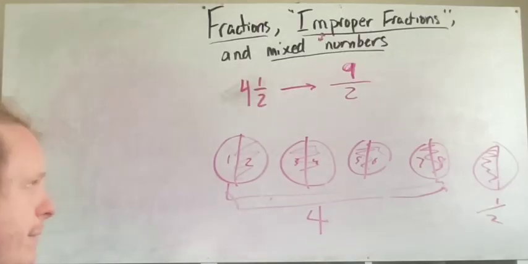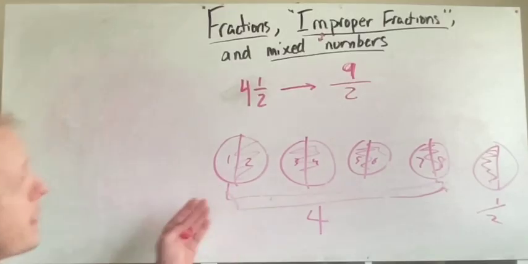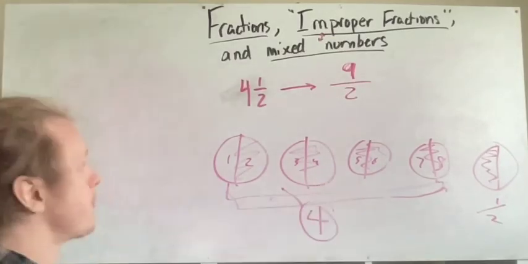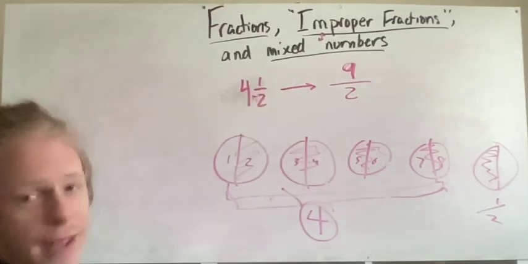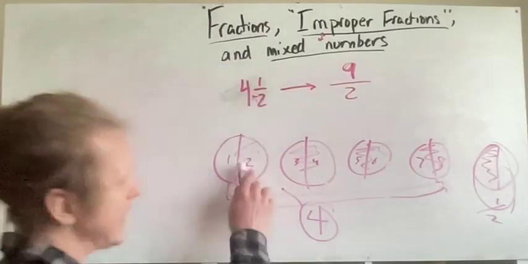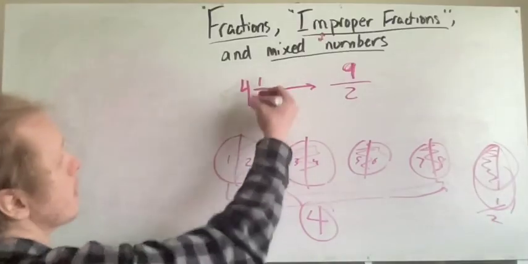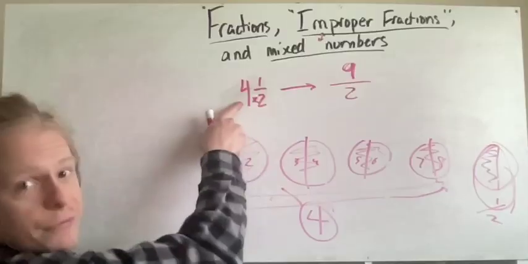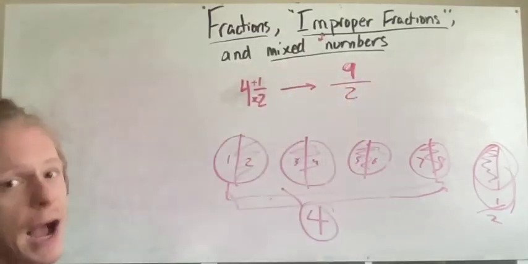Now, if you think about it, how many halves are there in each of these whole pizzas? 2. So another way to think about what I did here was I did 4 times 2, or 2 times 4, right? And then we had this extra half pizza. What did I do then? I added it on. I had 8 halves plus 1 more gives me 9. So we multiply here. 2 times 4 gives me 8, plus 1 gives me 9 halves.